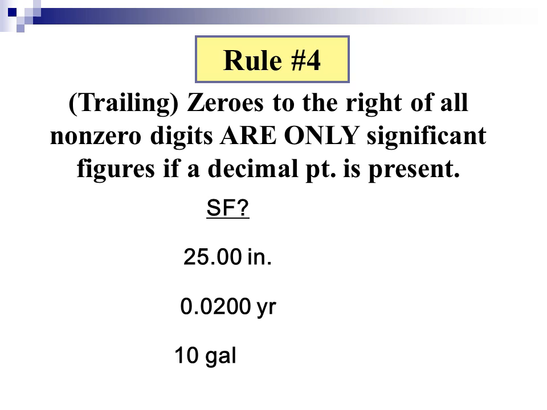1.00 inches has 4 significant figures. 0.0200 years has 3 sig figs. 10 gallons has 1 sig fig. Zeros to the right of non-zero digits are only significant if the decimal point is present in the measurement.